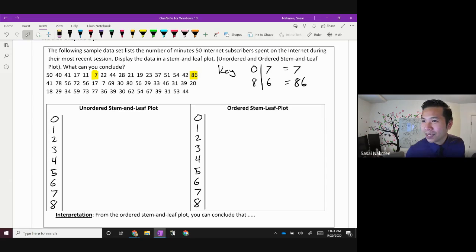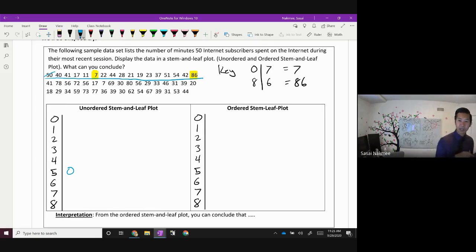That's beautiful. Okay, so you ready for this? Now I'm going to go through the first line of numbers, and I'm just going to write them down as I see them on the unordered part. So for the unordered, I'm going to start off right here. The first number I see is 50. So I'd go down to 5, and I write a 0 there. That 5 with the line and the 0 represents the data point of 50.